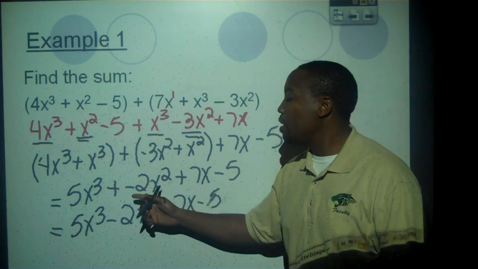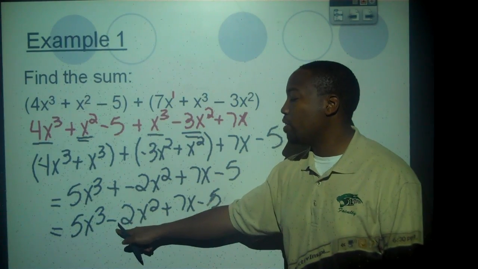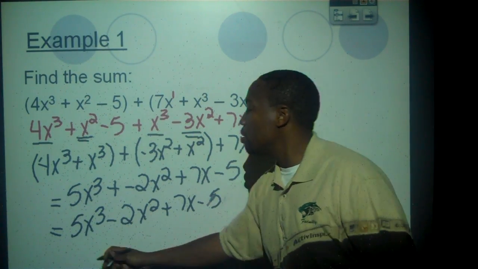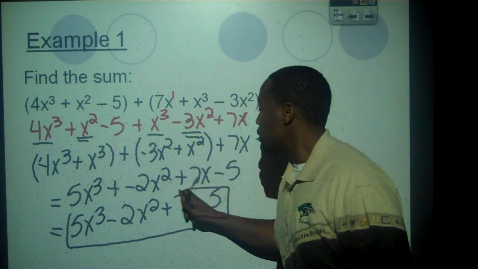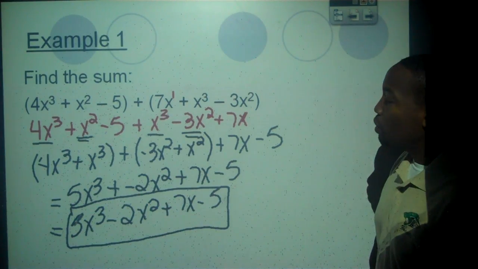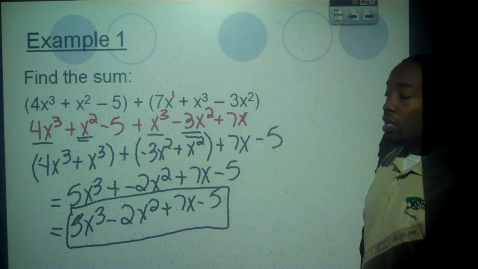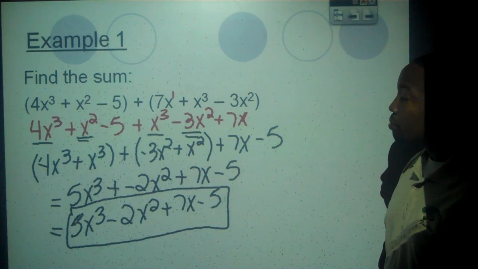Now the only thing I did different from this one is I just made sure I bring my negative down so it looks all together. That is my answer. Hopefully this is pretty simple. And that's how I would do it.